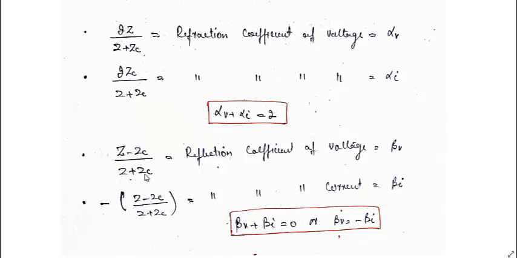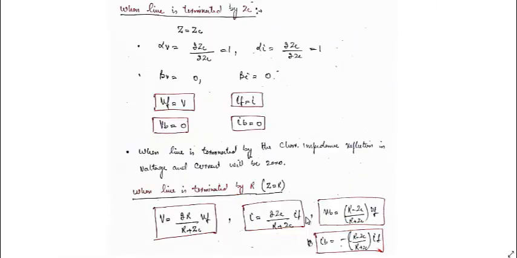Z minus Zc divided by Z plus Zc is the reflection coefficient of voltage, beta V, and minus (Z minus Zc) divided by Z plus Zc is the reflection coefficient of the current, beta I. So beta V plus beta I is equal to 0, or beta V is equal to minus beta I. When you remember the relation between them, you can calculate one and the other will follow from these two equations.